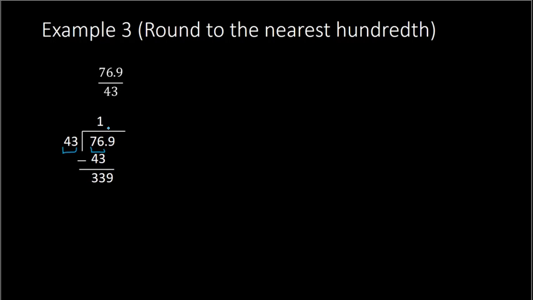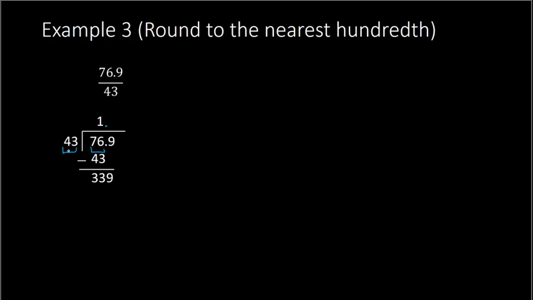All right, so now we bring down the 9 and repeat the process. So the decimal point is going to go after the 1 right here to make sure things stay lined up. And this 9 is on the other side of the decimal point, which means this next number we find is going to be on the other side of the decimal point as well. So then we ask ourselves, how many times does 43 go into 339? So this might take a little trial and error.